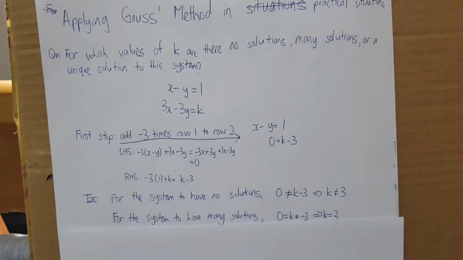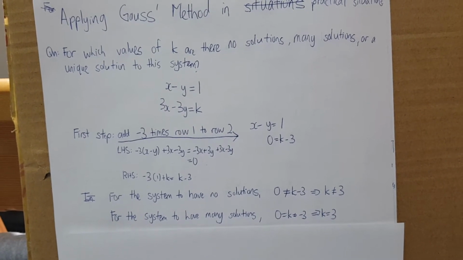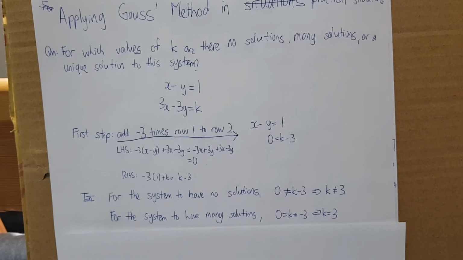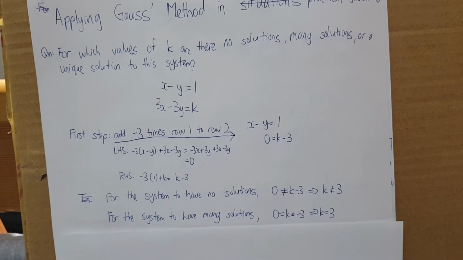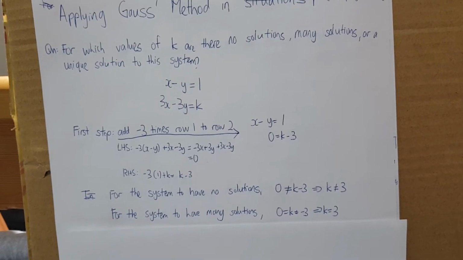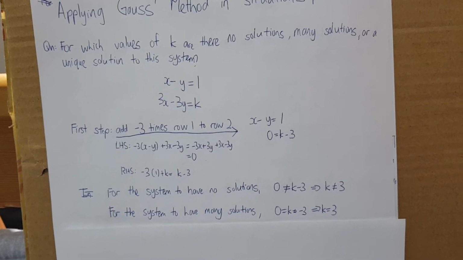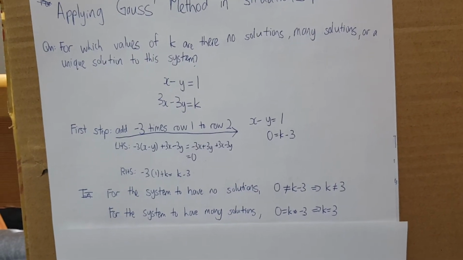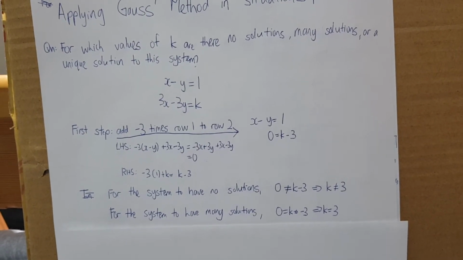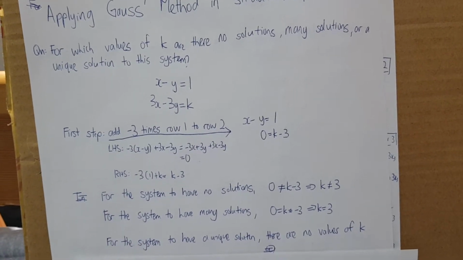And to have many solutions, we need 0 equals 0, which means k minus 3 equals 0, hence k equals 3. If we substitute in 0 equals 0, y will not be the leading variable, and hence the system will have many solutions, since the system has at least one variable which is not a leading variable. And to have a unique solution, there is no value of k that fits this description.